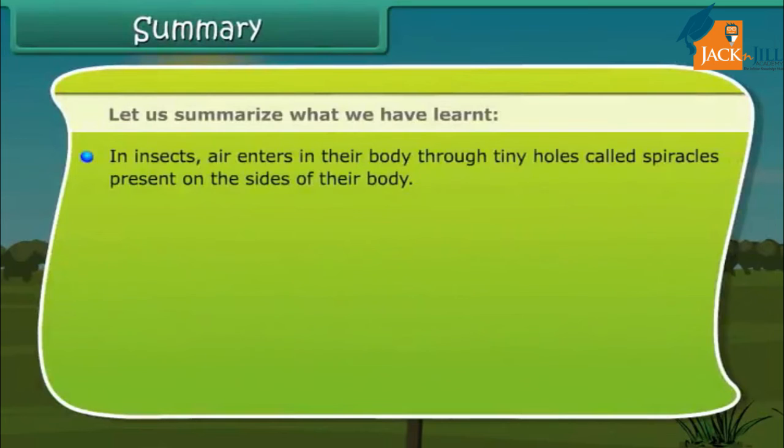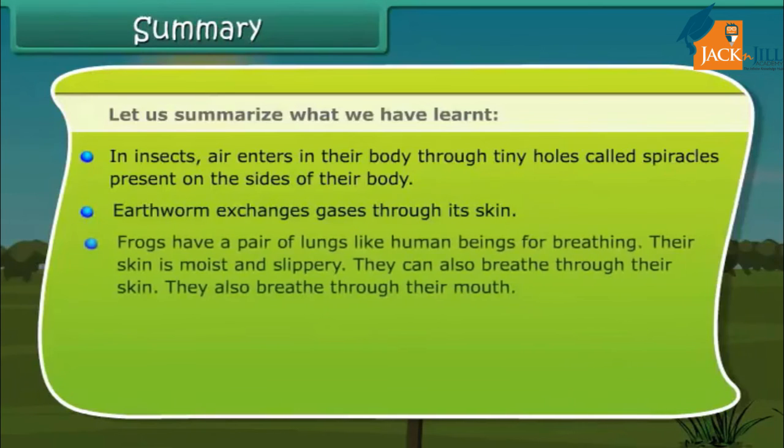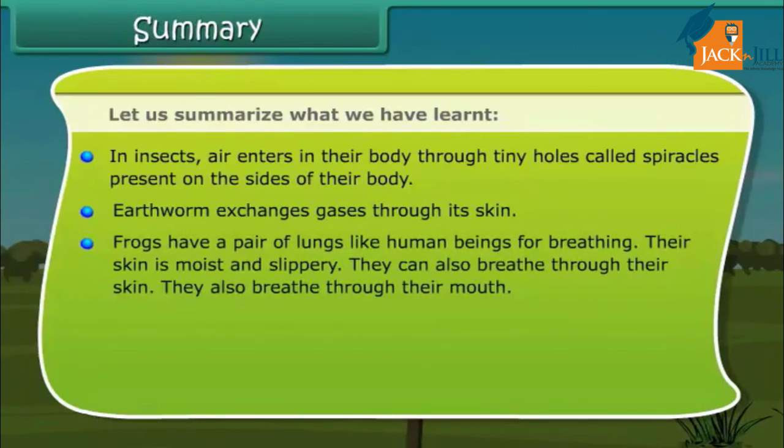In insects, air enters their body through tiny holes called spiracles present on the sides of their body. Earthworm exchanges gas through its skin. Frogs have a pair of lungs like human beings for breathing. Their skin is moist and slippery, so they can also breathe through their skin. They also breathe through their mouth.